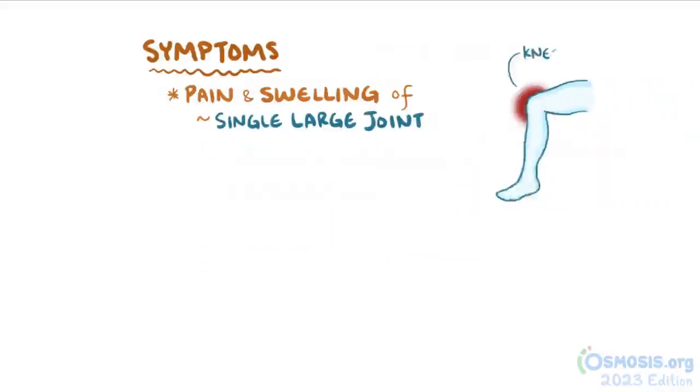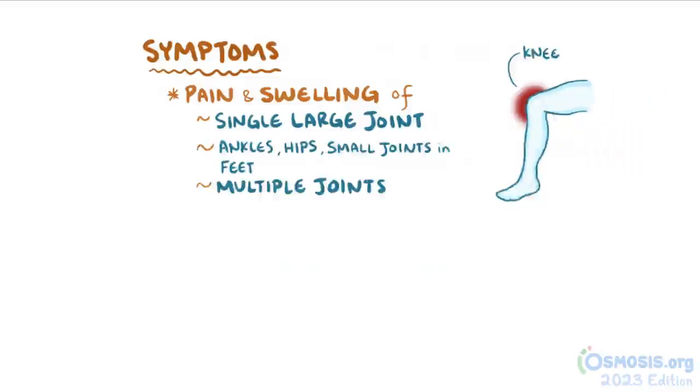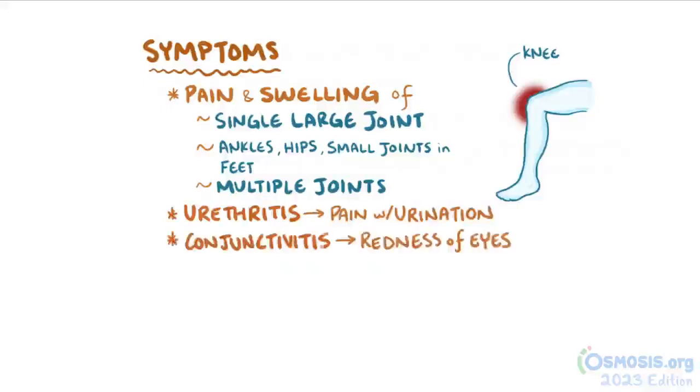Symptoms of reactive arthritis mainly involve pain and swelling of a single, large joint, like the knee. Less often, it can involve other joints like the ankles, hips, and small joints in the feet, or affect multiple joints. Other symptoms can include pain with urination, when urethritis is present, and redness of the eyes in the case of conjunctivitis, but these are less common.